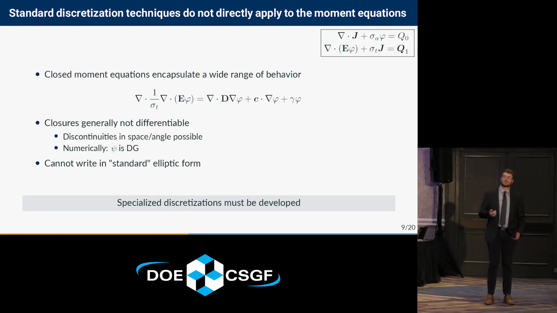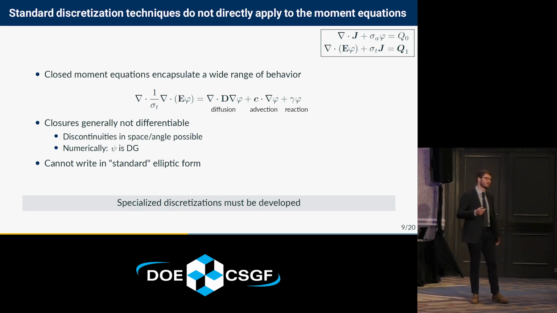So like I mentioned, the key difficulty is that standard discretization techniques do not directly apply to the moment equations. And so I'm showing the VF equations on the top right, and if we solve for J and plug it into this first equation, we would get the second order differential term. And if we expand this product, this E times phi, we would get terms that look like diffusion, advection, and reaction. But the issue is that closures are generally not differentiable. So this Eddington tensor is generally not differentiable.